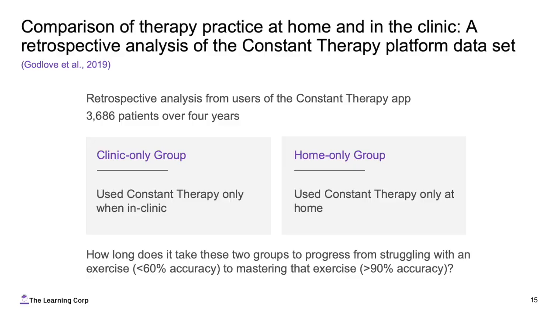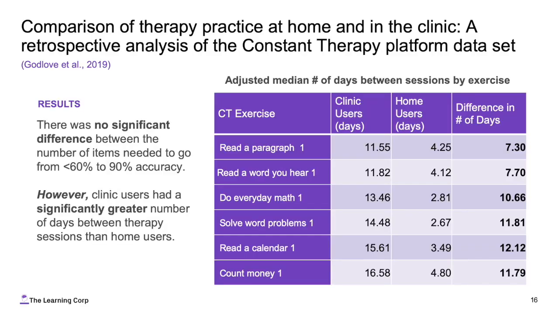We wanted to understand how long it would take a user who was initially struggling with an exercise, meaning that they were getting less than 60% accuracy, to master an exercise, which means they were getting greater than 90% accuracy. What we found was that there were no significant differences in the number of items needed to progress between the two groups. Both groups needed about the same amount of practice to progress. But if you look at the number of days of engagement, in-clinic users were practicing about every 5 days, whereas the home users were practicing about every 2 days. So the home users were practicing more and therefore progressing faster in the app.